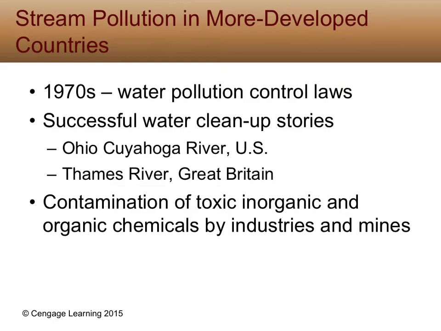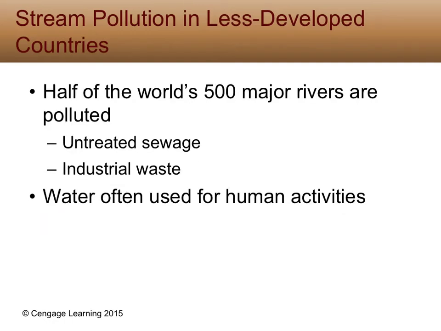Contamination of rivers by toxic inorganic and organic chemicals from industry and mines is a major problem. Half of the world's 500 major river systems are polluted with things like untreated sewage. We in the United States have very good treatment facilities, which we'll talk about down the road. A lot of nations don't. A lot of industrial waste is dumped directly into rivers too.